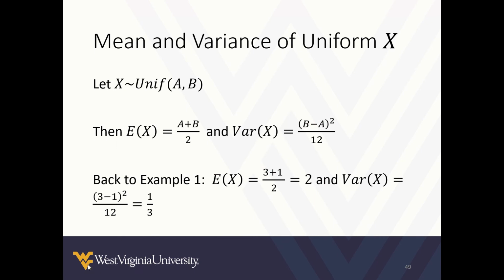So a couple facts about the uniform distribution. The mean, when we're using the uniform distribution, is a plus b over 2, and the variance is b minus a, quantity squared, over 12. So if we're using our first example, the mean would be 2, since 3 plus 1 over 2 is 2, and the variance would be 1/3.